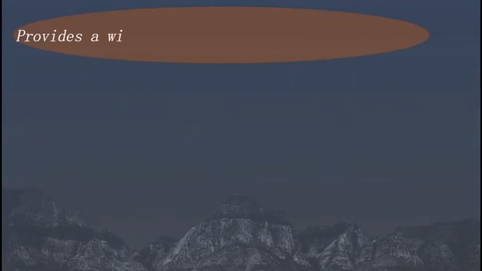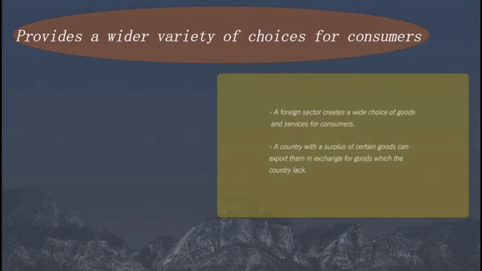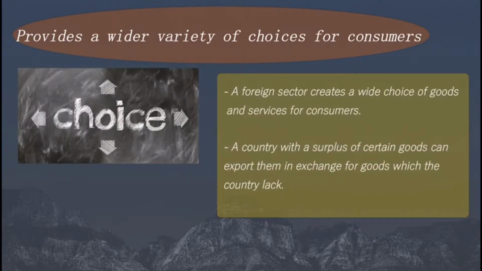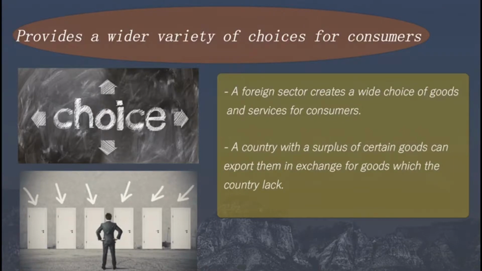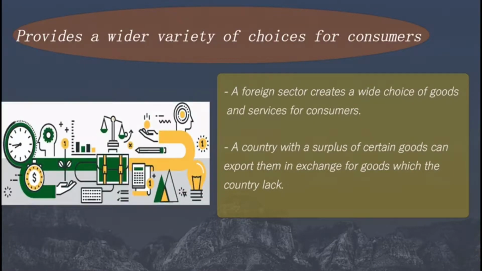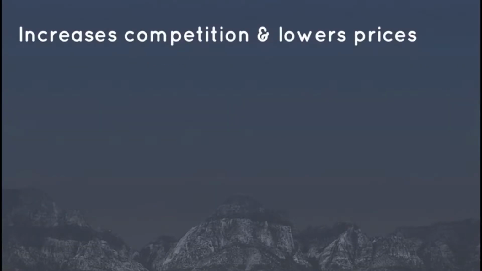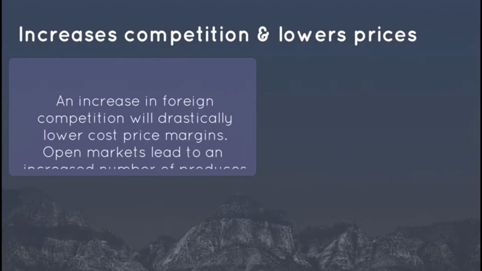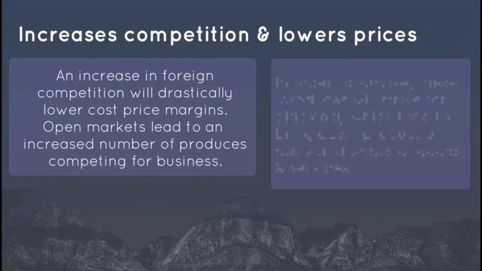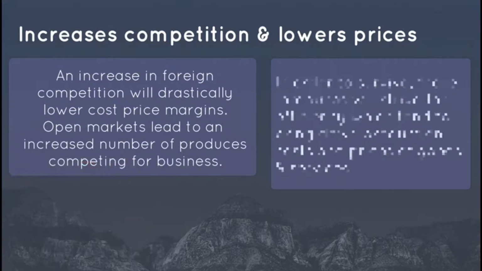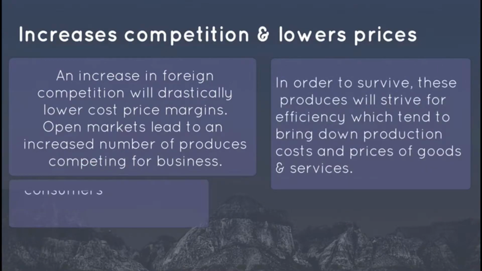We go to the next factor, which is provides a wider variety of choices for consumers. A foreign sector creates a wide choice of goods and services for consumers. A country with a surplus of certain goods can export them in exchange for goods which the country lacks. Next importance is increases competition and lowers prices. An increase in foreign competition will drastically lower cost or price margins. Open markets lead to an increased number of producers competing for business. In order to survive, these producers will strive for efficiency, which tends to bring down production costs and prices of goods and services. This in turn will benefit consumers.